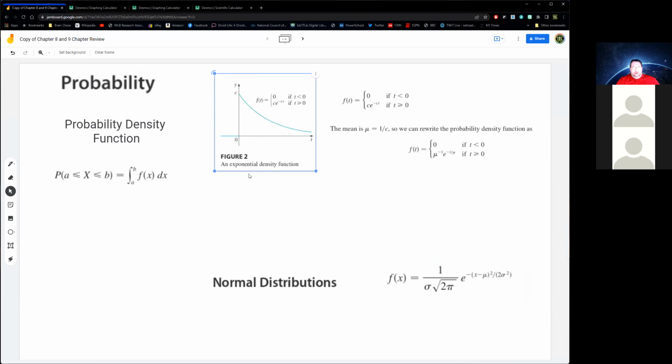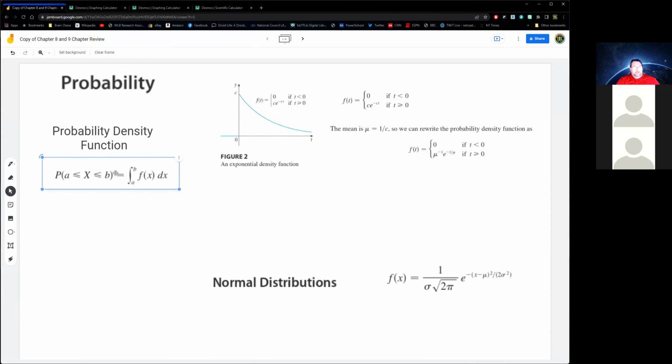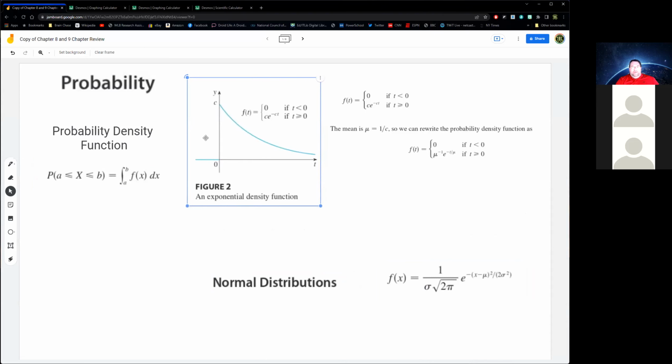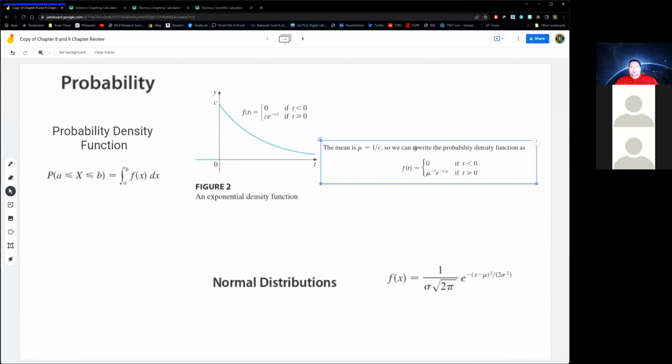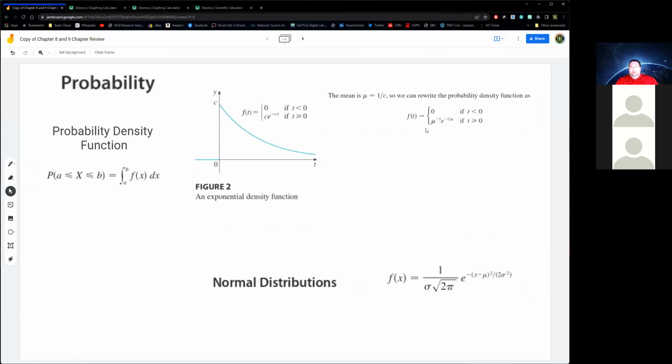So we have our probability density function, which is just the integral from a to b of f of x, whatever the function happens to be. We have our exponential density curve, which is just, see where the intercept is, or if we're looking for the mean, we have it in terms of the mean. And if I have a normal distribution, that's the curve for the normal distribution.